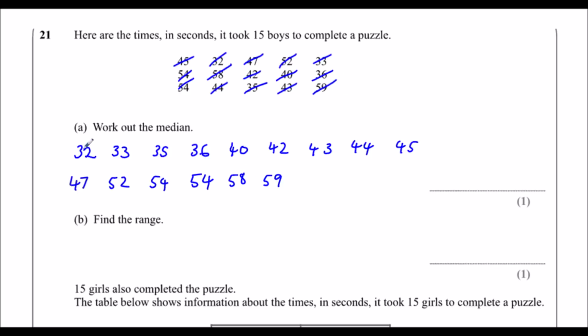So we've got 15 numbers still. So 1, 2, 3, 4, 5, 6, 7, 8, 9, 10, 11, 12, 13, 14, 15. So the median is the middle number. If we cross off from both sides, we should be left with the one in the middle. So 1 to 7 from each side, and in the middle, we've got 44.